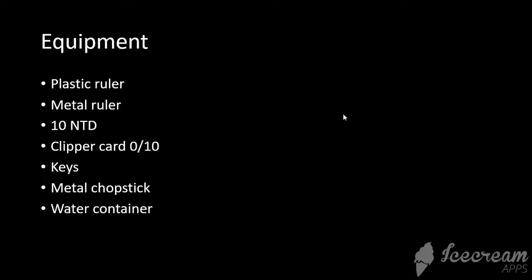Here's our equipment list. As you can see, we're using a plastic and metal ruler, 10 NT dollars, a Clipper card, which is the YoYo card in the San Francisco Bay Area, keys, a metal chopstick, and a water container.